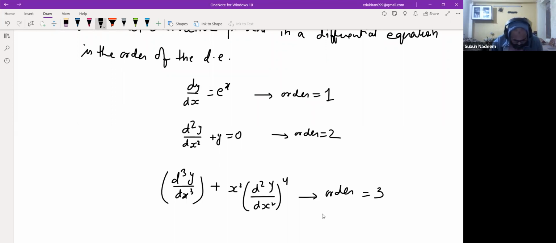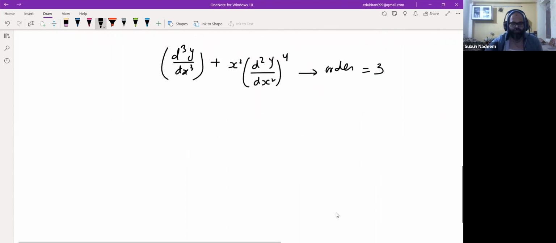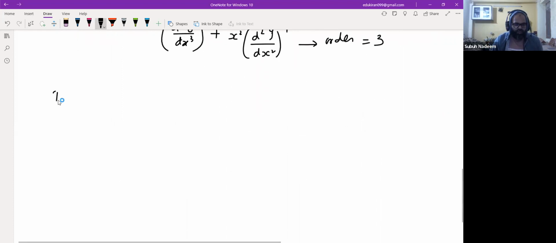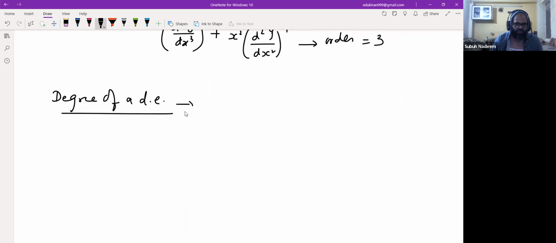Degree of a differential equation is the next part here. This is the highest power of the highest order derivative. So if you see the definition, I give you a definition here: highest power of the highest order derivative.